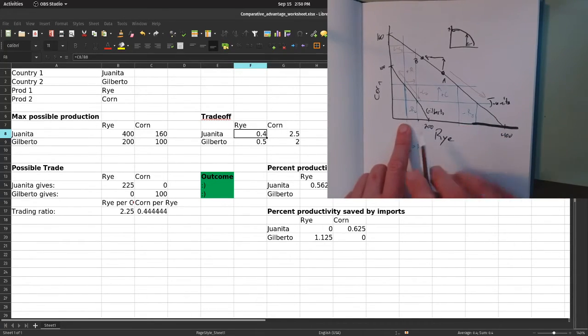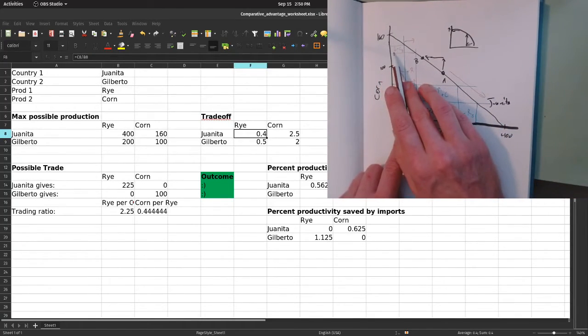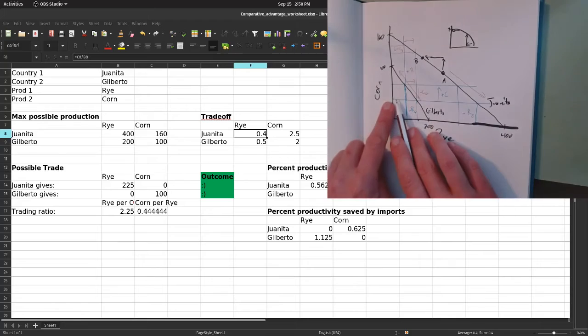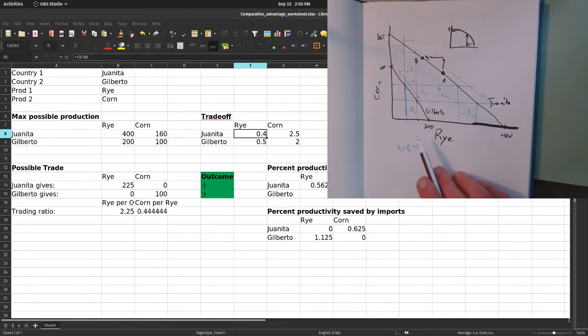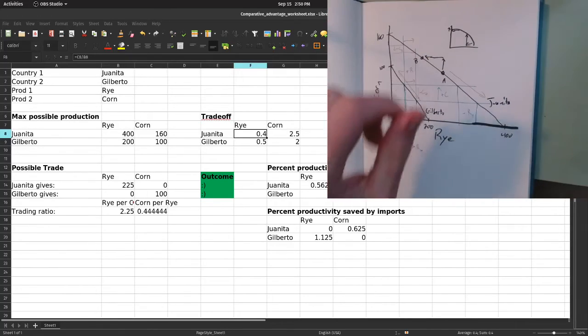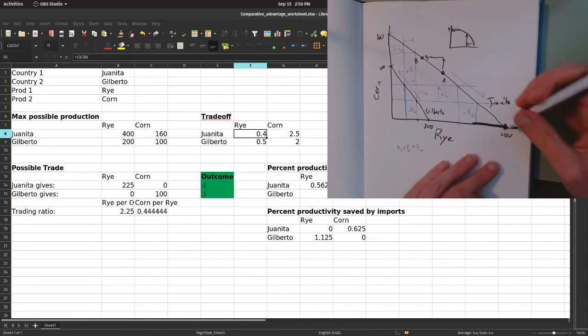Right? So if we want some more rye, we want this much more rye. Juanita gives up a small amount, Gilberto gives up a larger amount. If we split that difference, we can find a way to make it worth both their time. And the result in that case would be, let's go ahead and draw this. If we got a bigger marker, just to make this a little bit more visible.